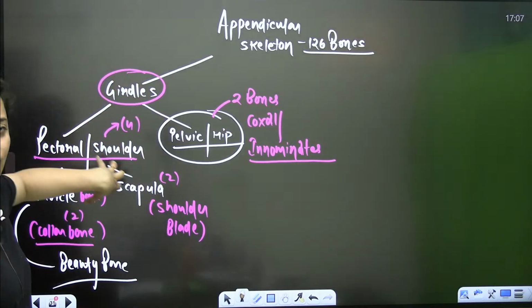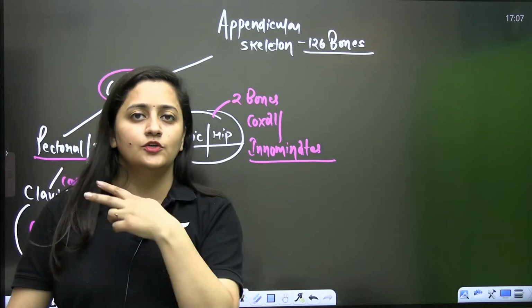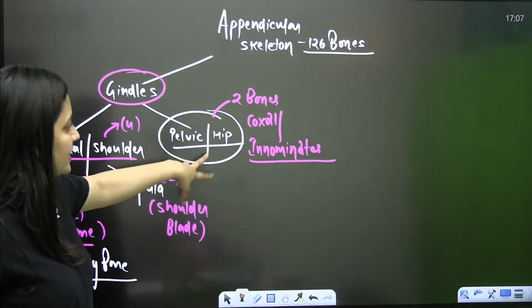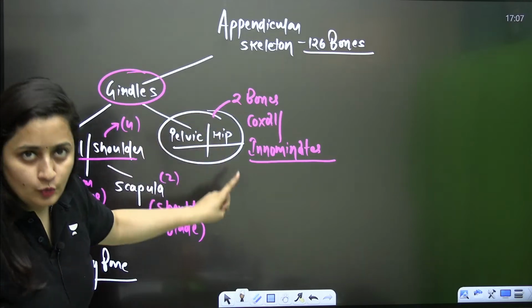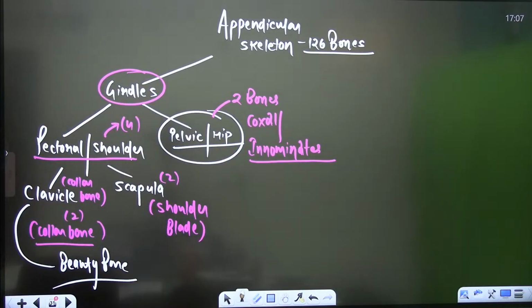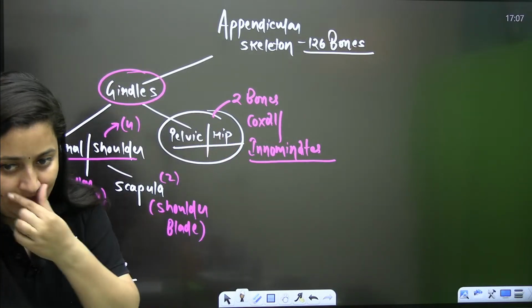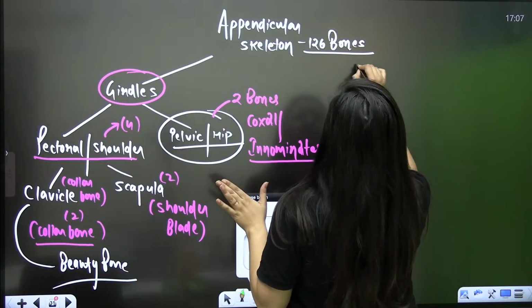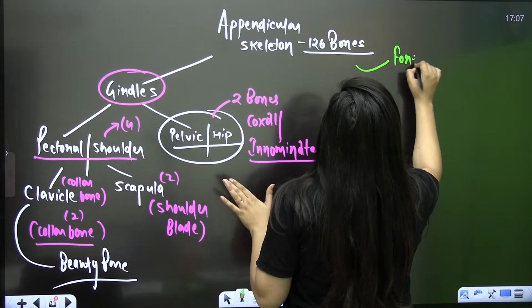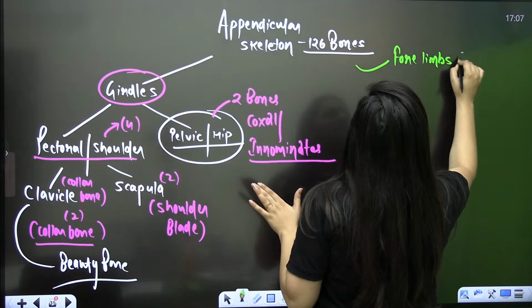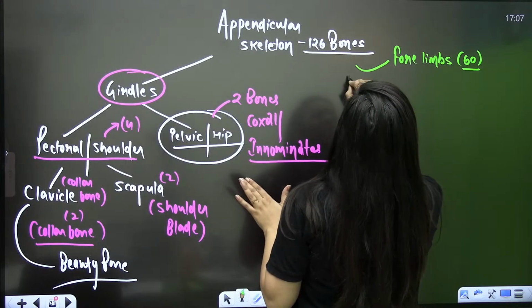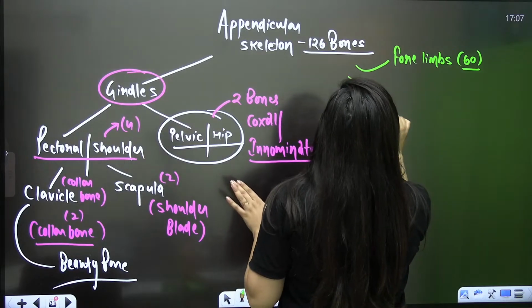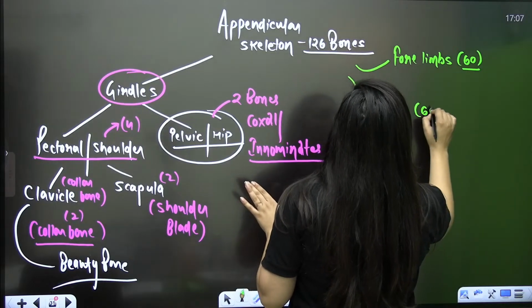So girdles, 2. Shoulder girdle, 2 bones in each shoulder girdle, and the pelvic girdle is 1, made up of 2 bones. 2 coxal bones are there, which are also known as innominates. They are also formed by fusion. We will discuss it. And then forelimbs. Both the forelimbs have total 60 bones. Hind limb also has 60 bones.